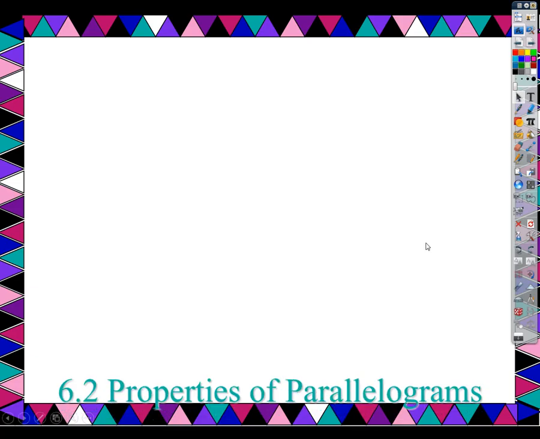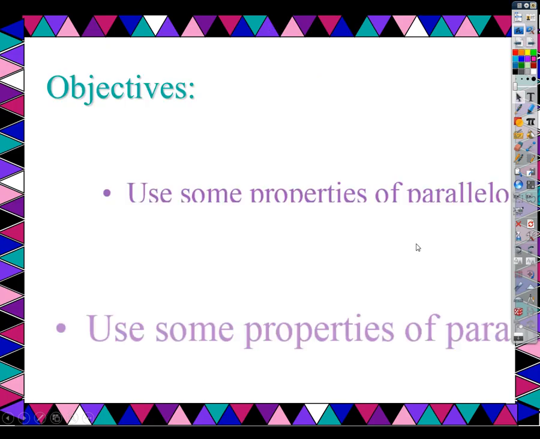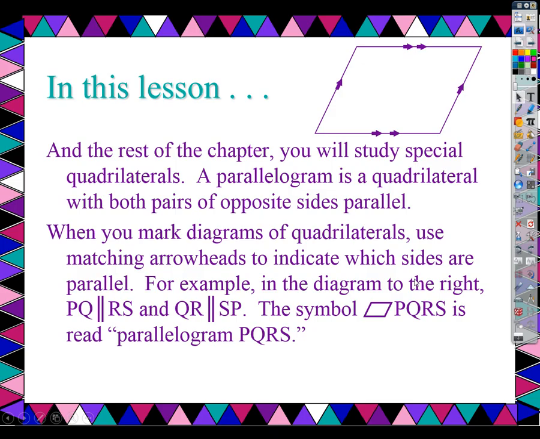So today we're going to talk about properties of parallelograms. The goal for the day is really just that you can recognize and use some properties of parallelograms. That's it.